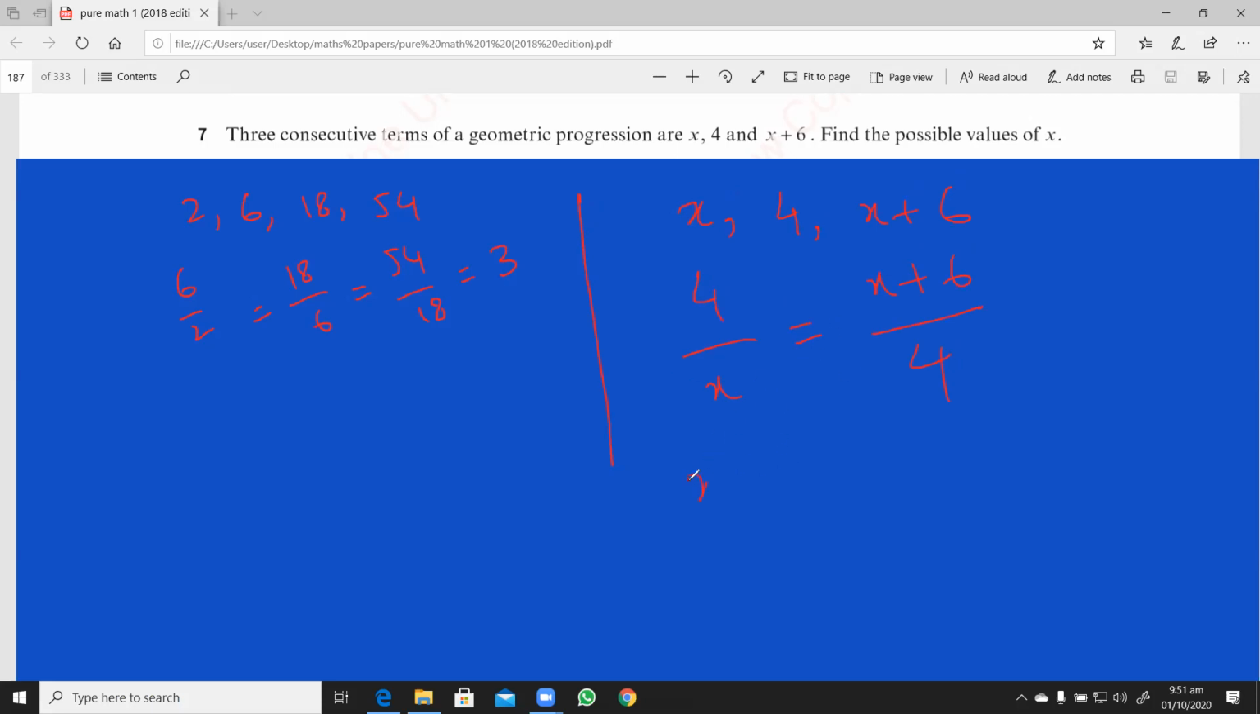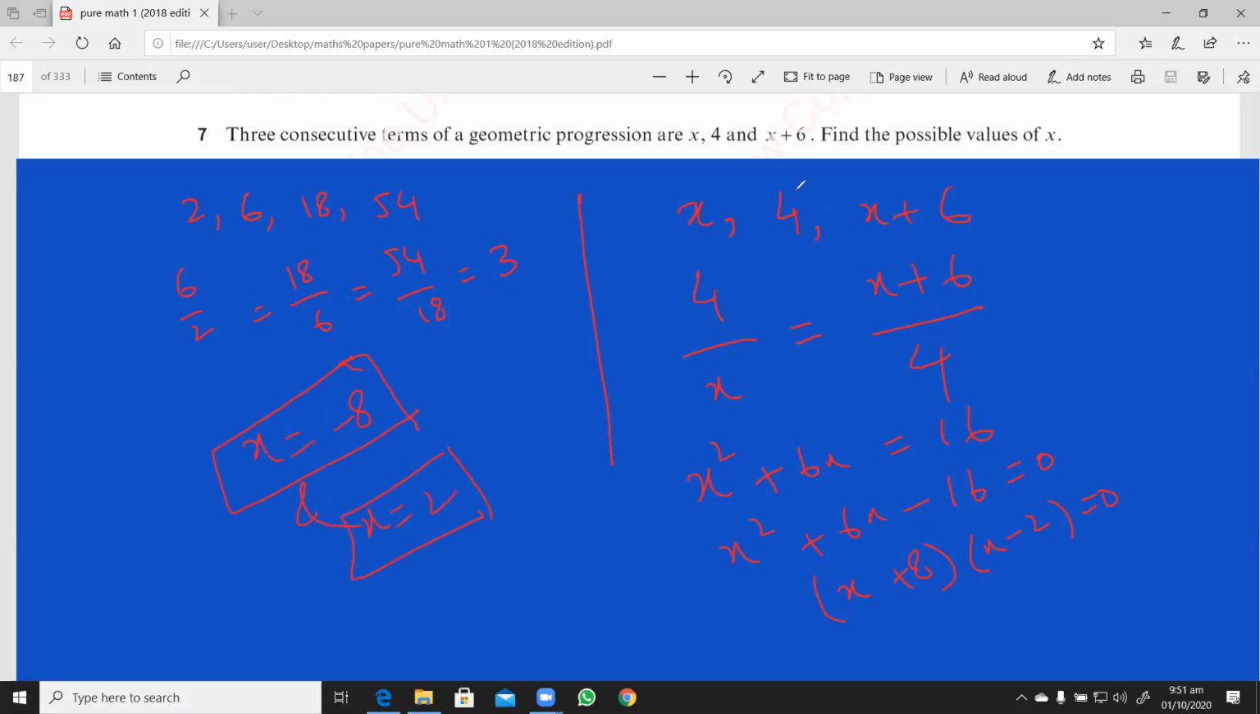I'll do the cross multiplication. X squared plus 6x, that is equal to 16. So this is x squared plus 6x minus 16. So we do the middle term breaking. X plus 8 into x minus 2. So the two possible values of x are minus 8 and x is equal to 2. Got it? So this is done through the concept of the common ratio.